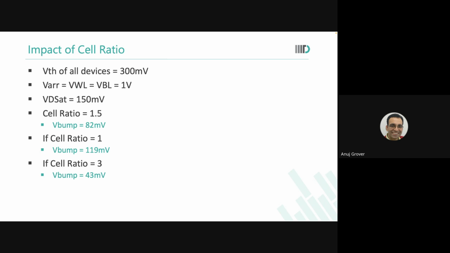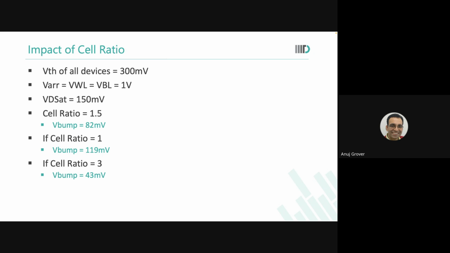So, impact of cell ratio. We said that cell ratio is the resistivity of the pull down, so width and length of the pull down, upon width and length of the pass gate. In the earlier sessions, we agreed that the pull down has to be less resistive, so it has to be bigger than the pass gate. So cell ratio is expected to be a little more than 1. How much more than 1? We do not know, but more than 1. So if you go into that equation, cell ratio does prominently stand out.